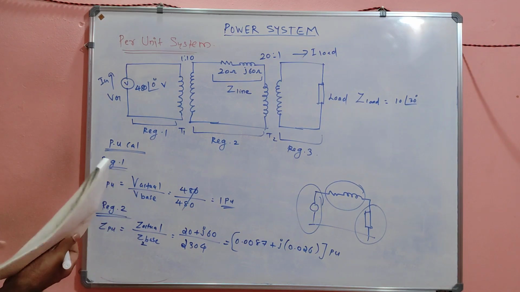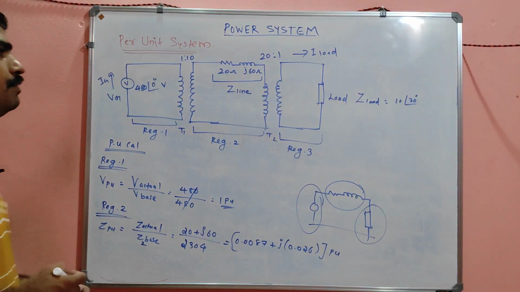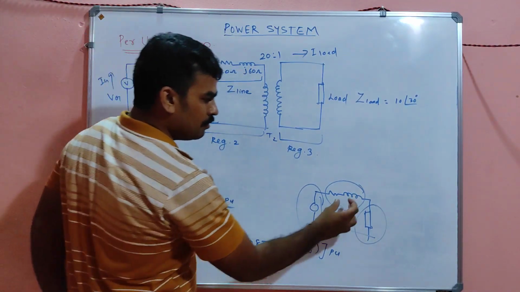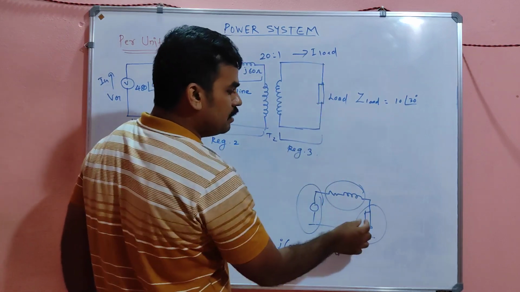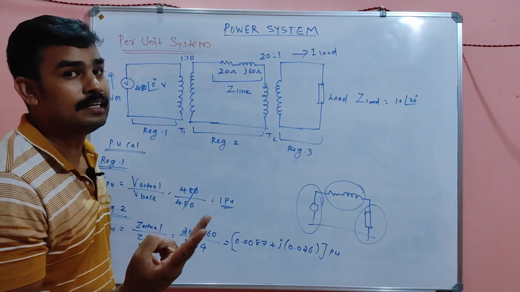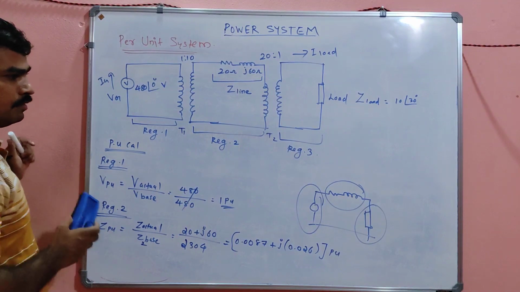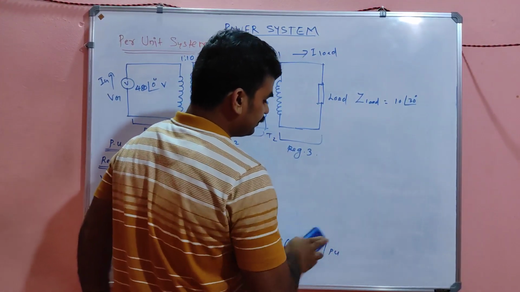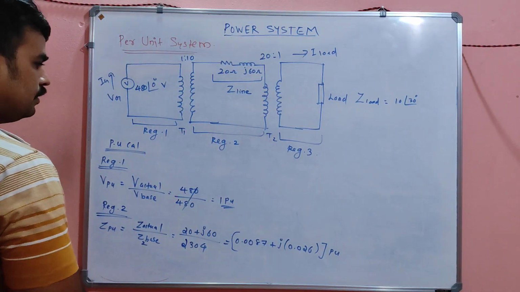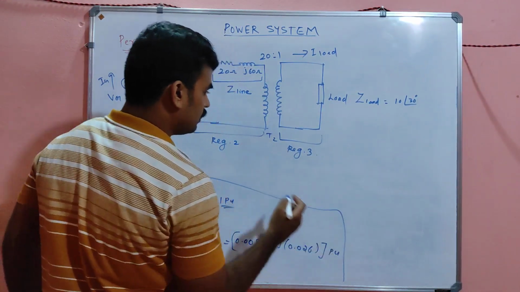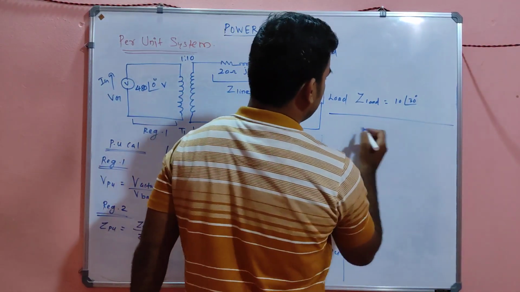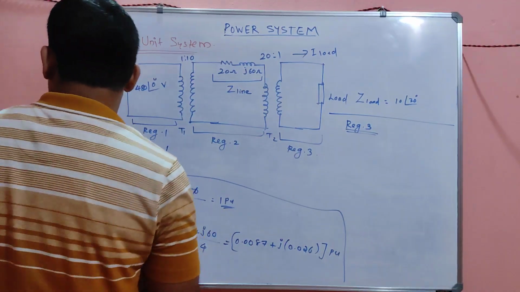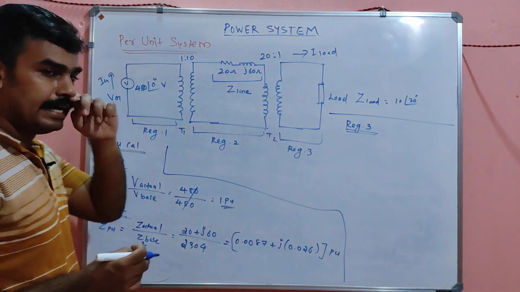From region 2, we just need the impedance of the transmission line. For the load side, region 3, we require again another impedance. Okay, we will do that for region 3. So for region 3, what parameters do we require? Again, an impedance.